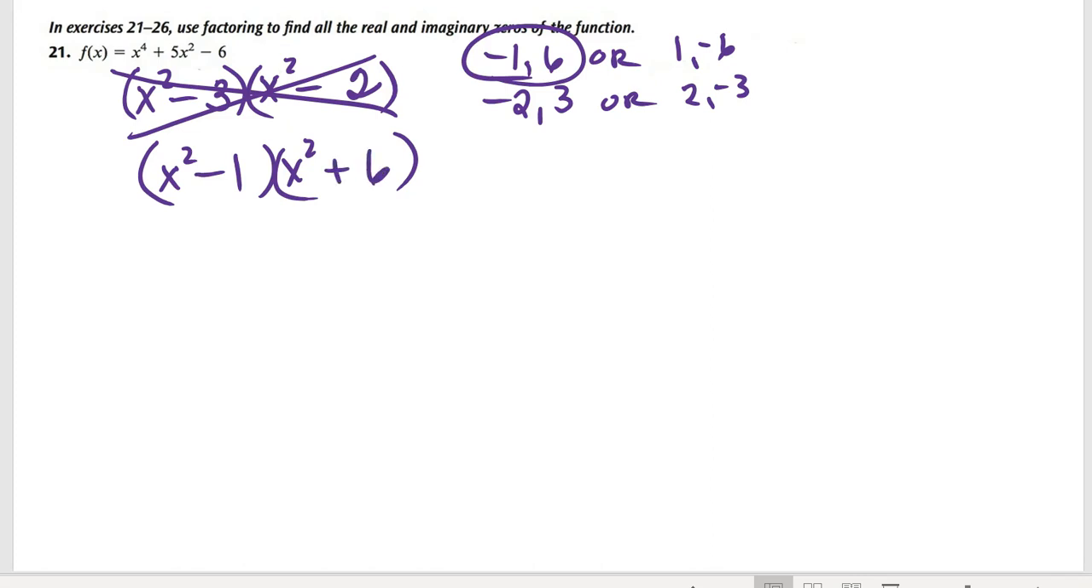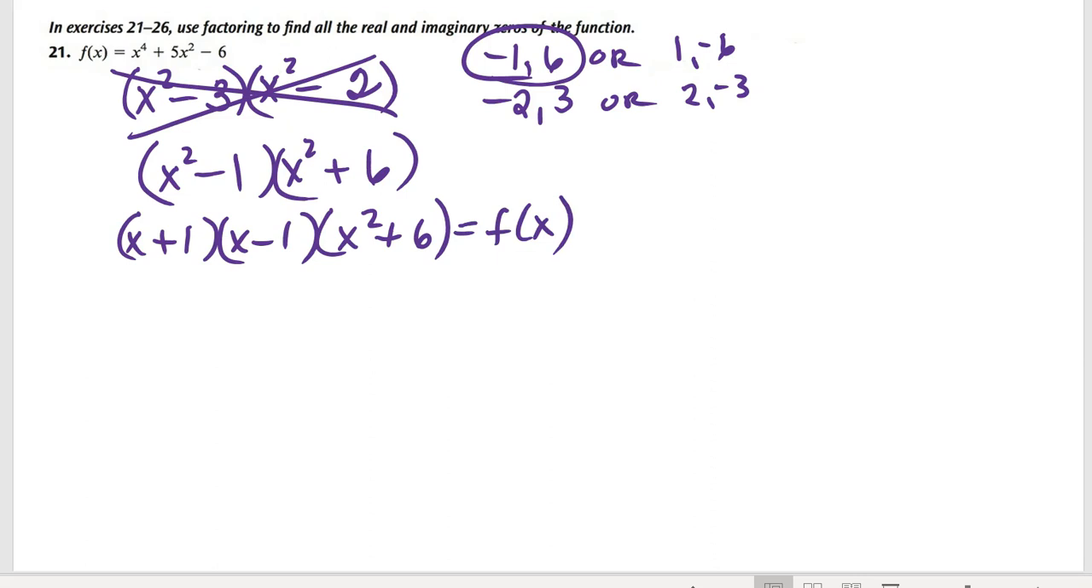That looks better. Now I want to keep factoring, and I see that my first binomial is a difference of squares. So I can factor that one easily. My second one, though, is not a difference of squares. So I'm going to leave it like that. Now I'm going to set each factor equal to 0. And I'm going to solve.